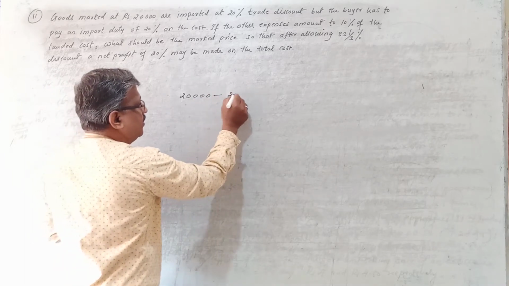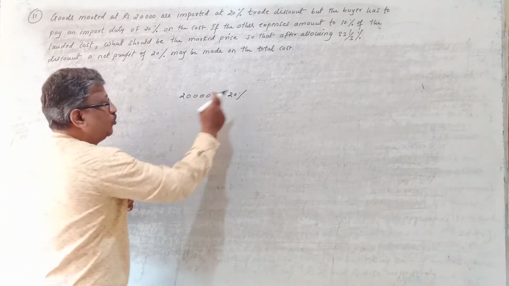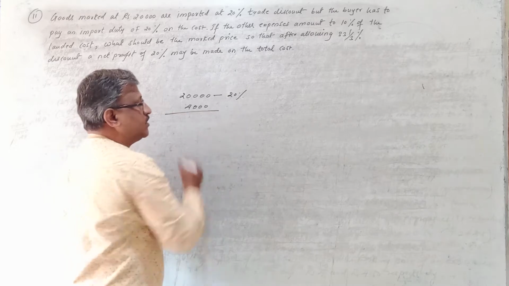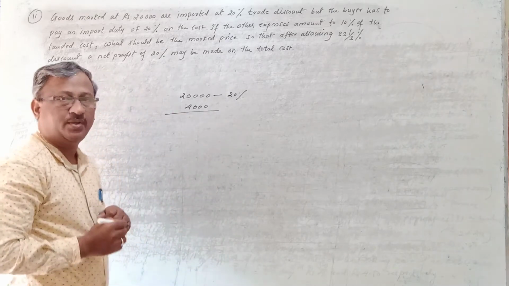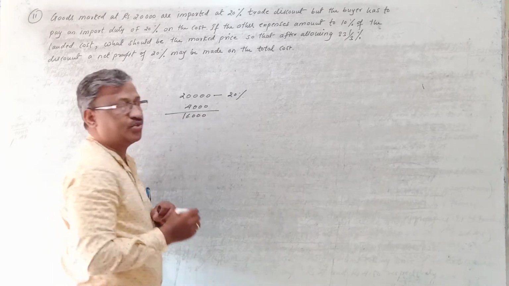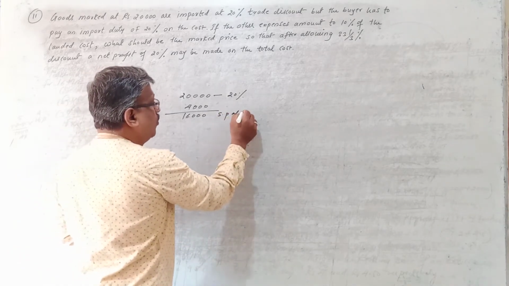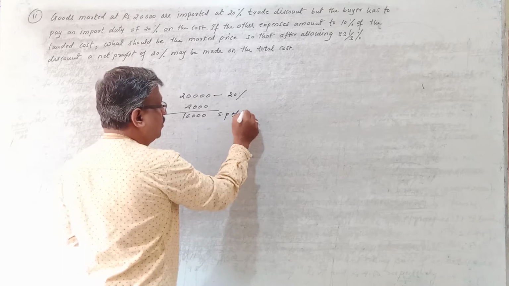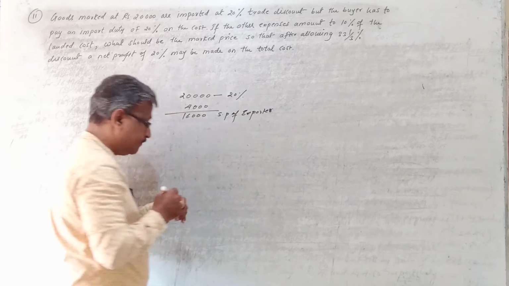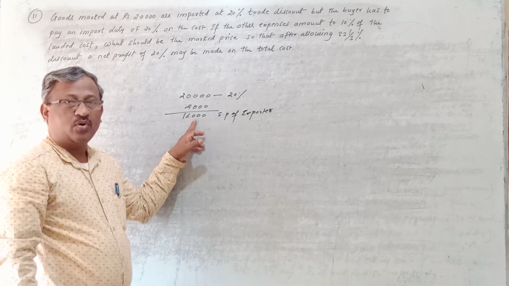So on this he is giving 20% discount to whom? To the importer. So 20% on 20,000 is how much? 4,000. So he is giving 4,000 rupees discount to the importer. Means at what price is he selling his goods? At 16,000 rupees. So this is the selling price of the foreign manufacturer or the exporter, you can say.